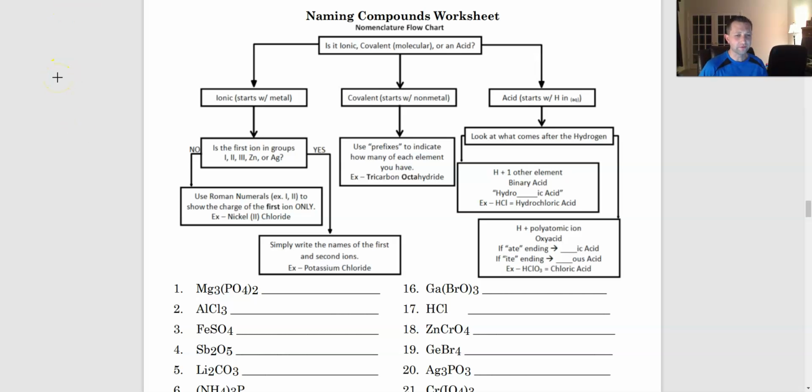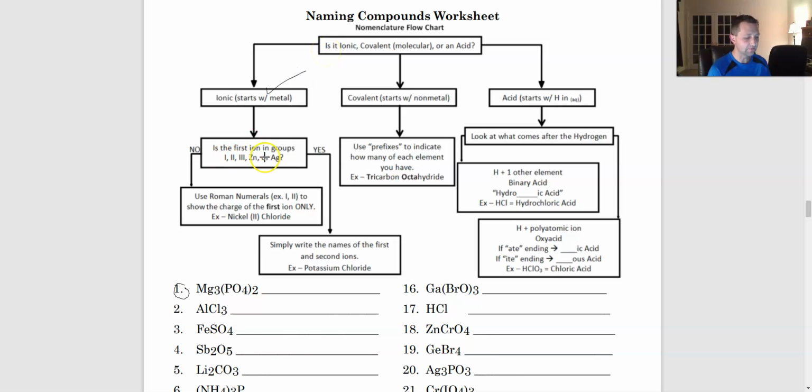Okay, for the first one, we have Mg3(PO4)2. So that's number one, where we're going to start. The first element is always what we want to look at first, and that is Mg. You look at your flow chart, and it says, is it ionic, covalent, or acidic? So ionic starts with the metal, and that's what magnesium is. So we know we are already here on that part of the flow chart.